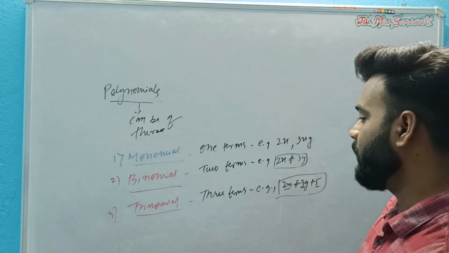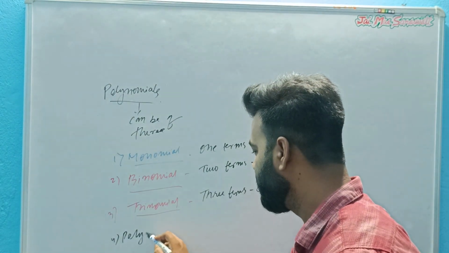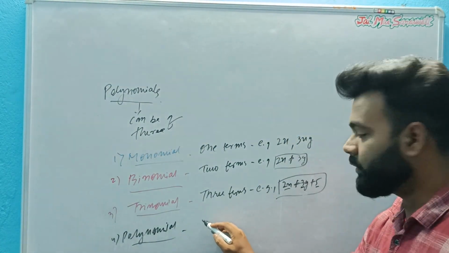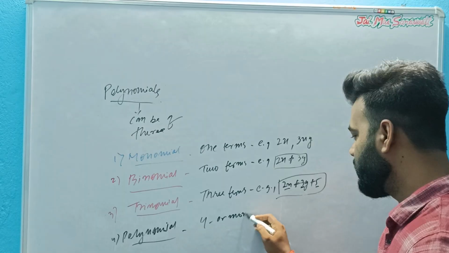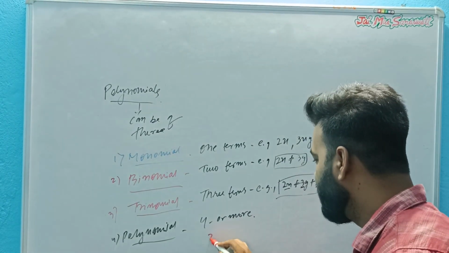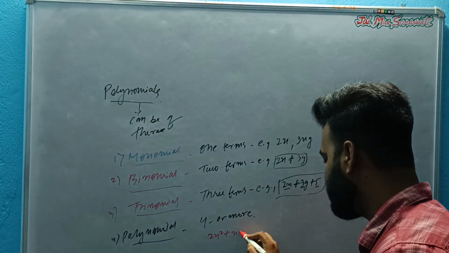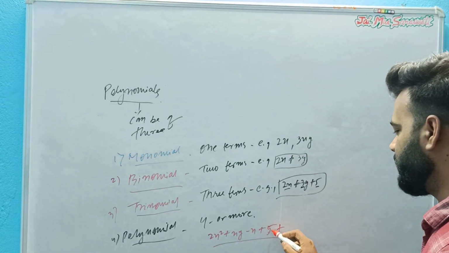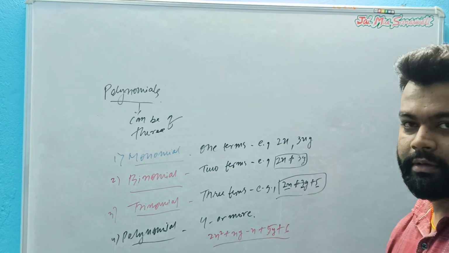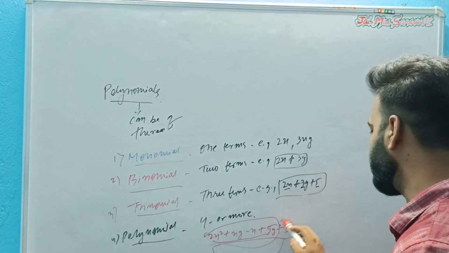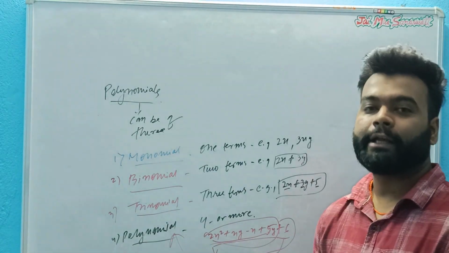And there is also a fourth one, which is called a polynomial. A polynomial, right? When the number of terms is 4 or more. When the number of terms is 4 or more, then it is considered as polynomial. Let's say 2x square plus xy minus x plus 5. So how many terms are there? 4. Or you can add one more term, 5y plus 6. Right? So there are 4 terms or more than 4 terms. So if there are 4 or more than 4 terms, it will be considered as a polynomial.